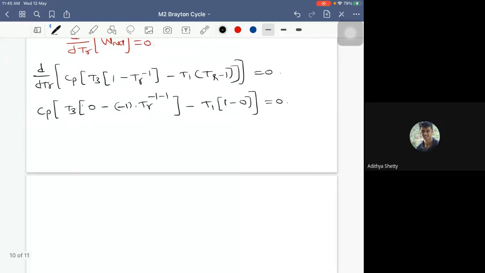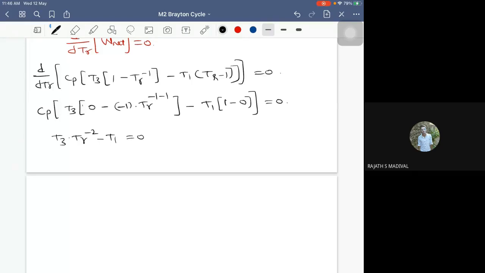Next, let us write this neatly. If CP is taken outside, it becomes 0, right? Should I write CP again and again? No. So CP is 0 there. Next, what else is remaining? I will just write T3, minus into minus becomes plus. Correct? Then into TR to the power of minus 2, minus T1 minus 0, leaving it out is a waste. So T1 is equal to 0. Correct? Yes, sir.